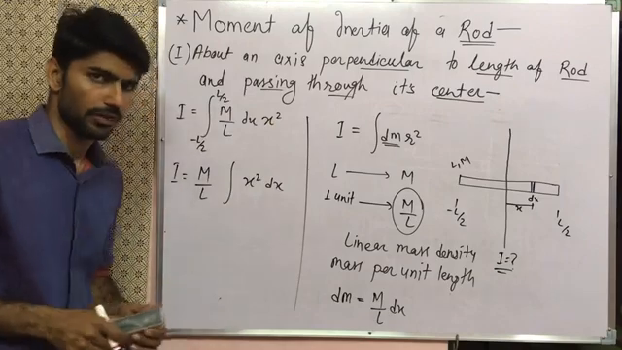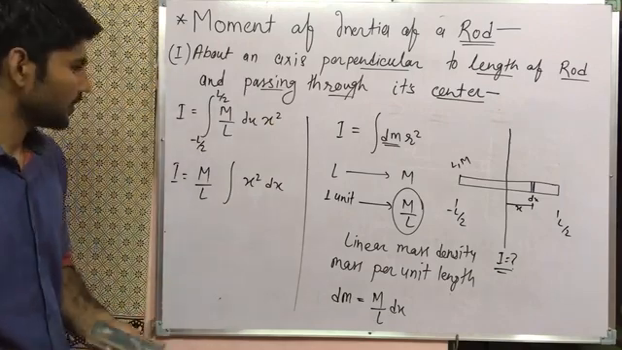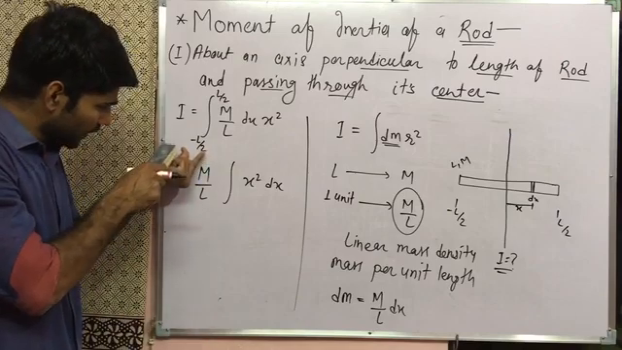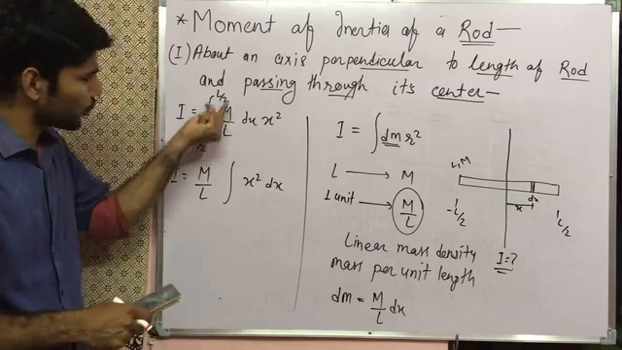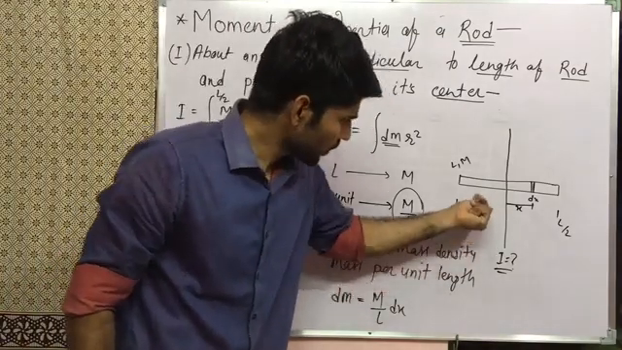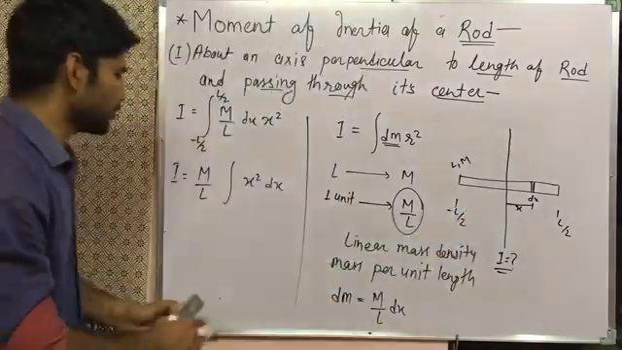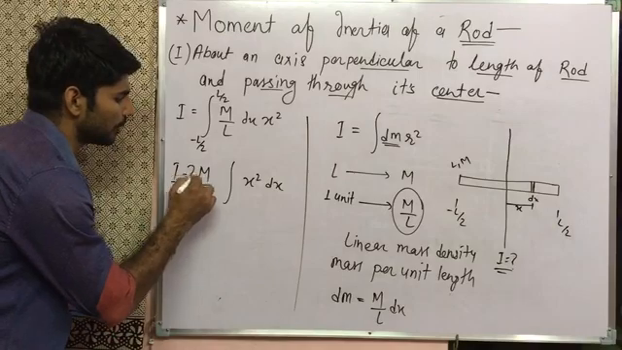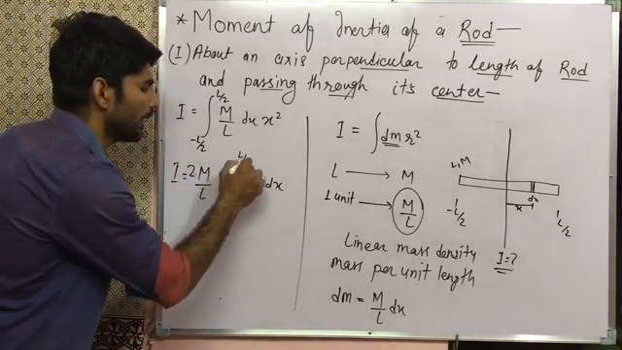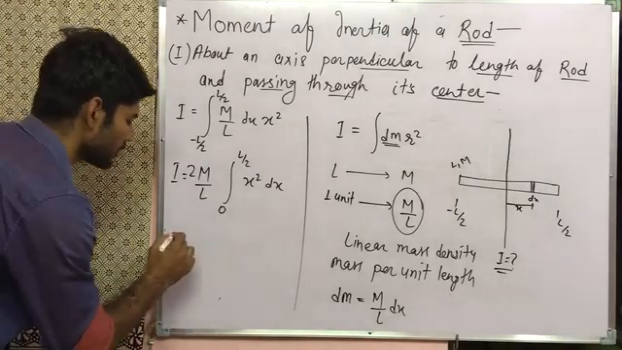But here we use one more property of integration. Here you can say that this limit of integration is minus L by 2 to L by 2, and in both of the cases this rod has the symmetry, so we can use this property. We multiply this integration with 2 and we integrate it from 0 to L by 2. Now we will solve it.